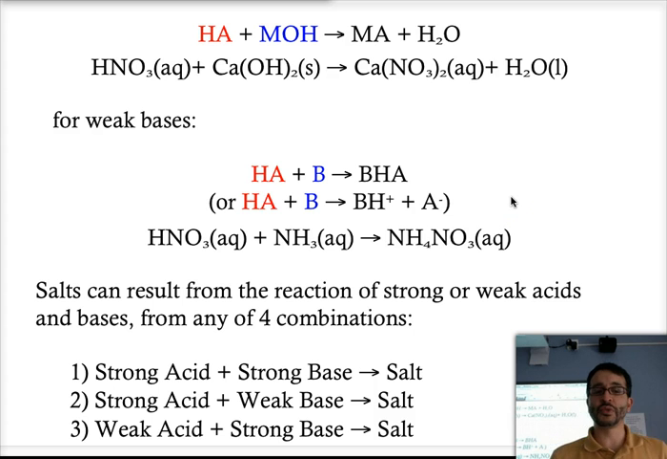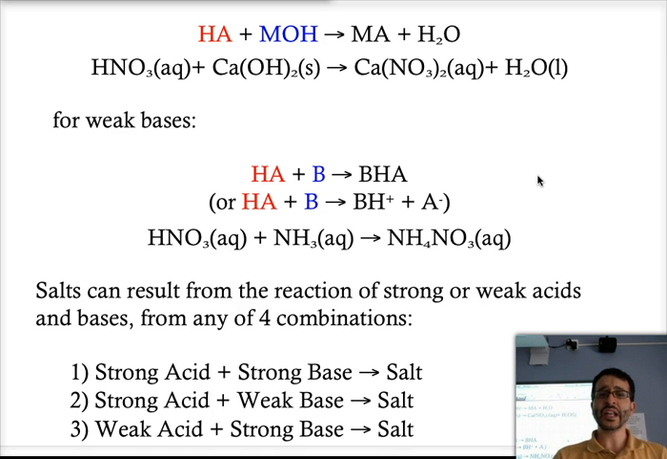For example, when we react nitric acid and ammonia, we get ammonium nitrate. So we could break it into the ammonium ion and the nitrate ion. When those are in solution, they separate. It's a slightly different structure, but it's the same idea. We make a salt when we react an acid and a base.